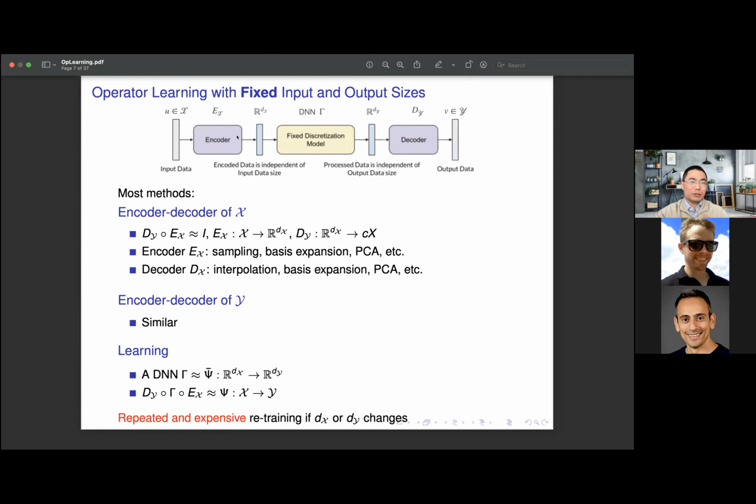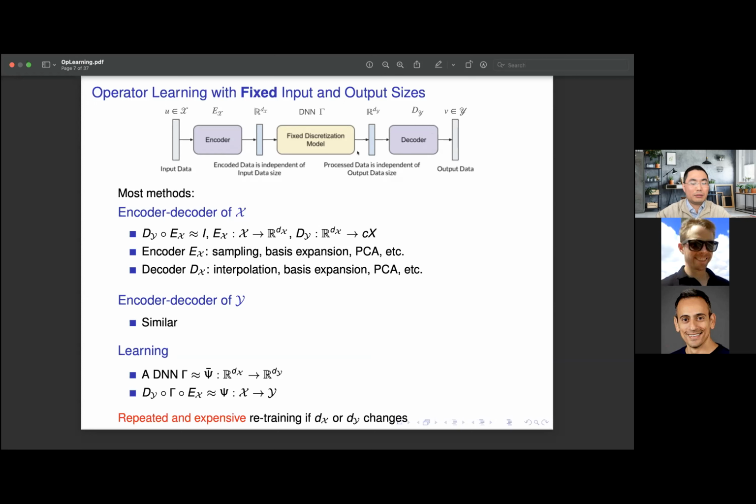We have an encoder to encode a function into a finite dimensional vector. And at the same time, we also have the decoder to decode a finite dimensional vector to a function v. So if you use this encoder and decoder, then the original learning problem from u to v is reduced to a learning problem from a finite dimensional vector in R^dx to another finite dimensional vector in R^dy.